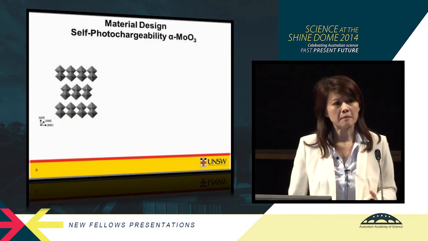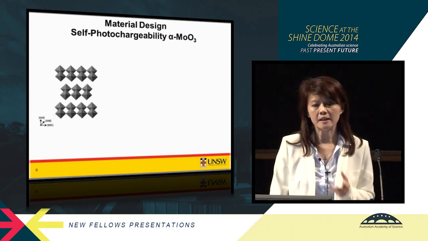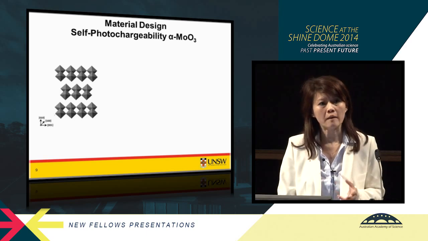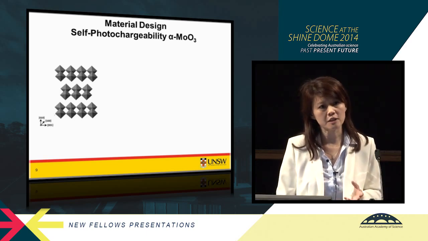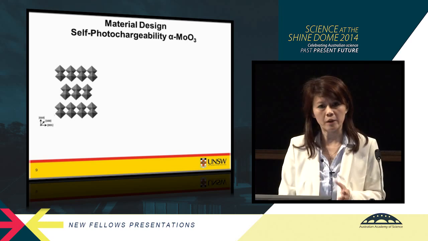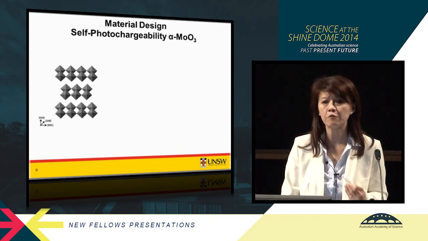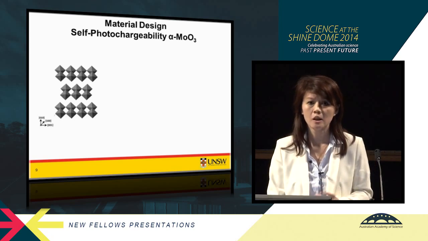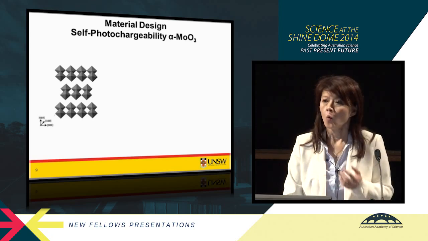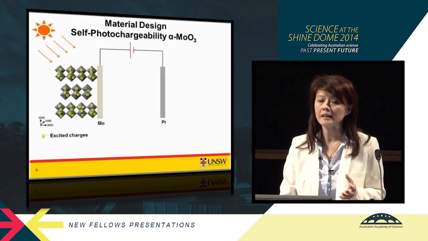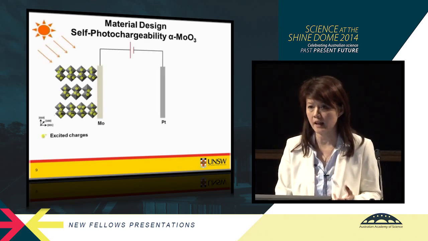So, one of the examples I wanted to illustrate today is that in search of high photonic efficiency catalysts, we found that these layer structure molybdenum oxides that we initially intended just for our photocatalysis application have so-called self-photochargeability. What does it mean? As I explained before, when you illuminate a photocatalyst with light, it will generate excited electrons.